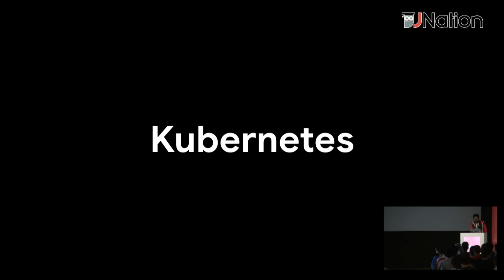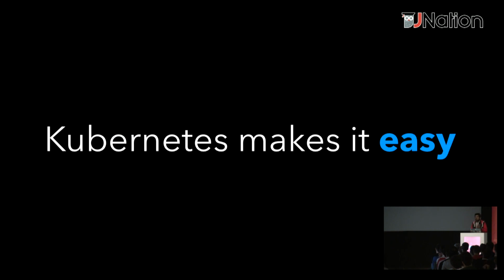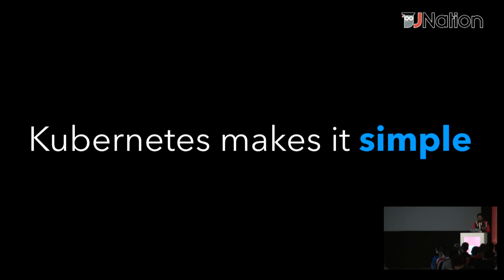So let's get started. Kubernetes. Kubernetes is an open source system that helps you do automatic deployment, which is a pain that we saw. Scaling, which is another pain that we saw. And also management, which helps you do high availability, managing, and all those things for containerized applications. And Kubernetes is becoming the de facto standard for all containerized applications, right? Kubernetes makes that easy. Whatever it is trying to do, it makes it easy, and it makes it really simple.